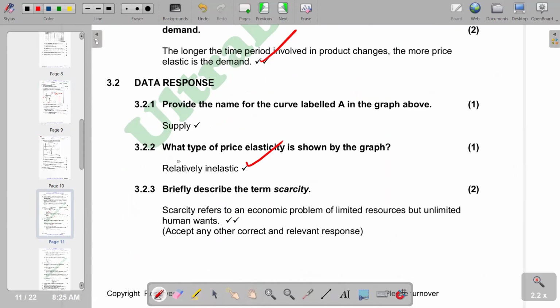Then the next question is, briefly describe the term scarcity, where we're saying scarcity refers to an economic problem of limited resources, but unlimited human wants. So that is scarcity.